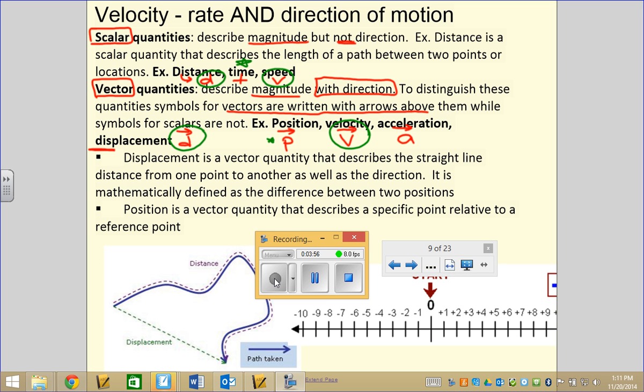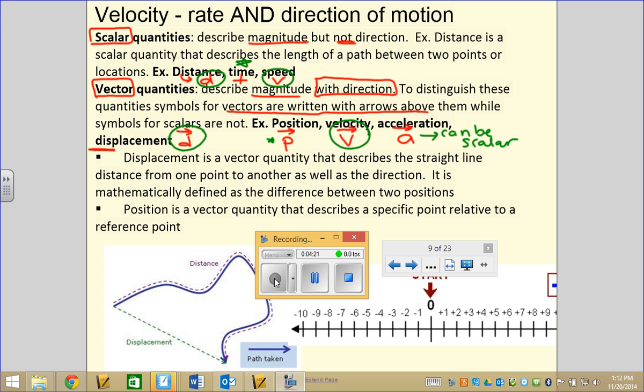Now, acceleration can be scalar sometimes, but it's usually not. And so that's why I didn't put it on the list of things that are typically scalar quantities. Most of the time, when we talk about acceleration, we'll talk about a number, a value, and a direction.